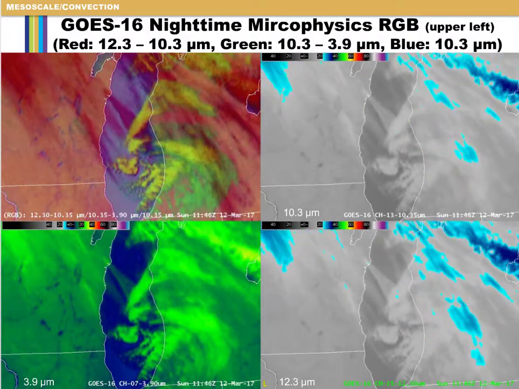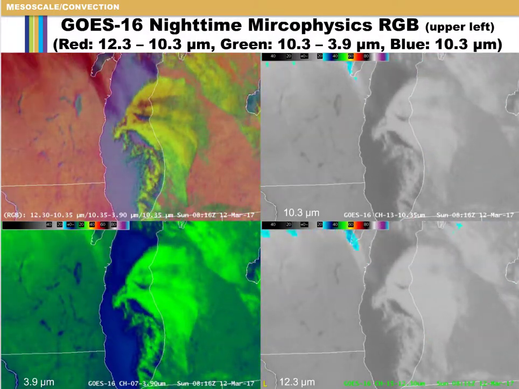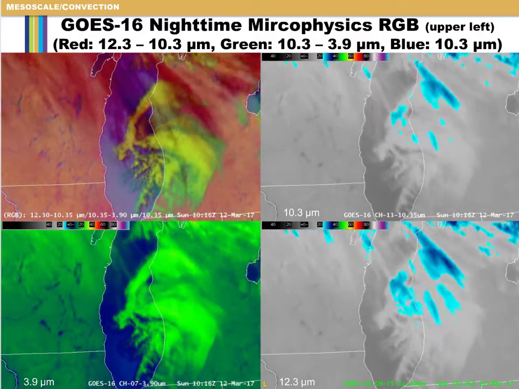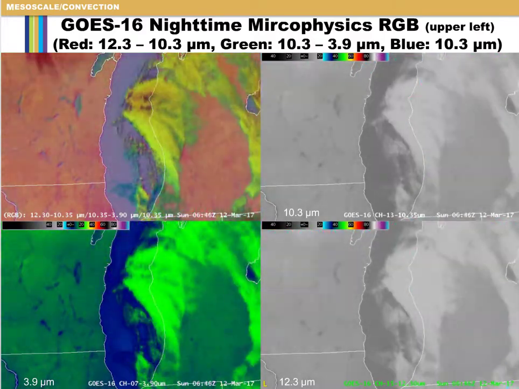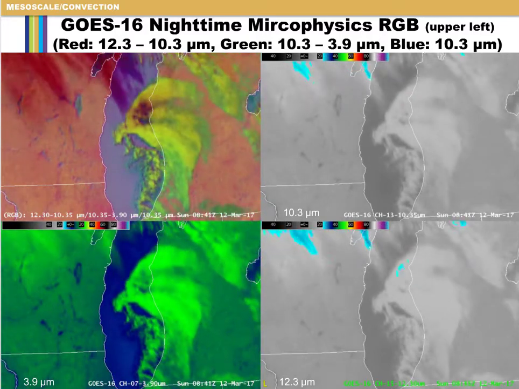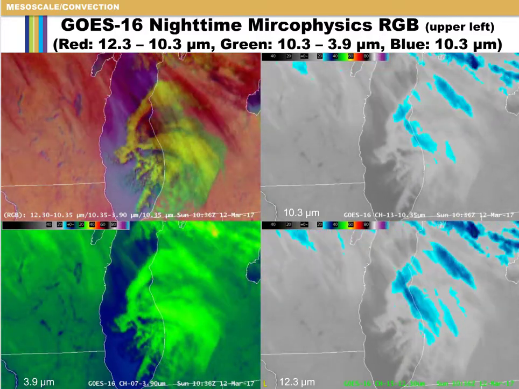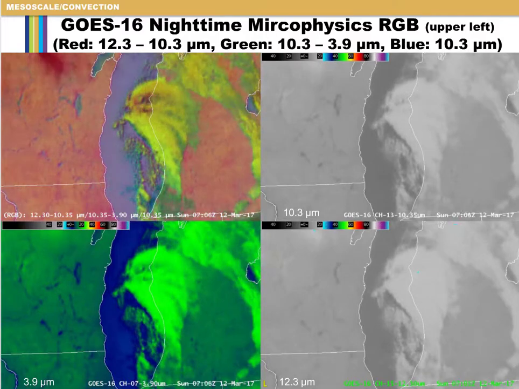What about mesolow identification at night? We need to make use of IR bands. This loop shows the origins of the mesolow during the overnight hours in 3 IR bands, as well as an RGB product that makes use of those 3 IR bands.